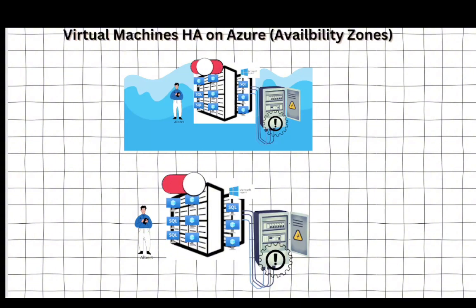You just need to define the availability zones during creation of the VM, and it will place your VM in another data center. Now you will not be able to combine availability sets and availability zones together, which means you can place your VMs either in an availability set or in an availability zone. Let's quickly head over to the portal and perform a quick demo of this.